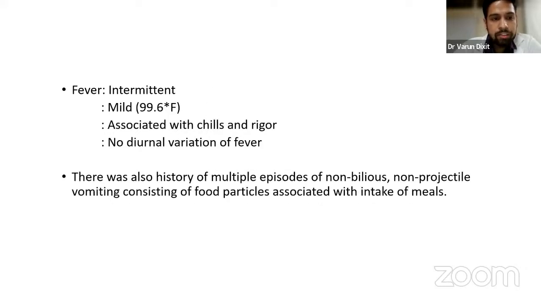Patient also had complaints of intermittent fever, which was mild, documented to 99.6 degree Fahrenheit, associated with chills and rigor. There was no diurnal variation of fever. She also had multiple episodes of non-bilious, non-projectile vomiting, consisting of food particles, which was associated with intake of meals.